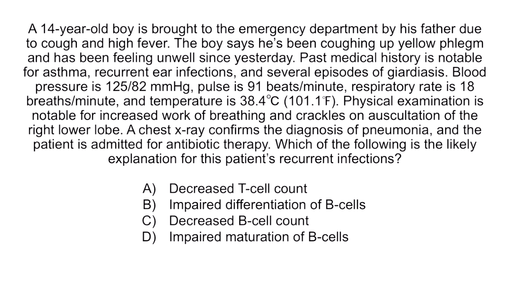Which of the following is the likely explanation for this patient's recurrent infections? A. Decreased T cell count. B. Impaired differentiation of B cells. C. Decreased B cell count. And D. Impaired maturation of B cells. The correct answer is B. Impaired differentiation of B cells.